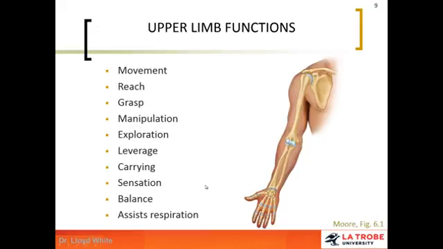We've got lots of receptors, particularly in our hands, for tactile reasons. The upper limb is also very useful for balance and is also going to be assisting with respiration, because there's a lot of muscles attaching to the upper limb that are also attaching to the thorax or the rib cage, which will help to move the rib cage as we're breathing.